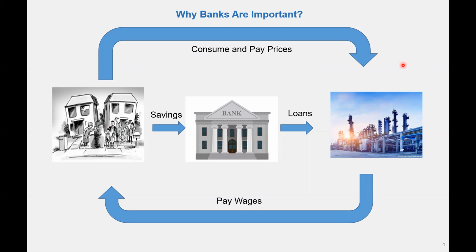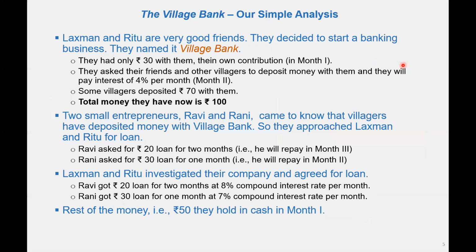Now I am going to take you through a very simple example of how this is important. Consider a village where Lakshman and Ritu are two very good friends. They thought, okay, let's start a business similar to the banking business, and they named it Village Bank. Before starting the business, they asked how much money they both had. They said they had only 30 rupees.